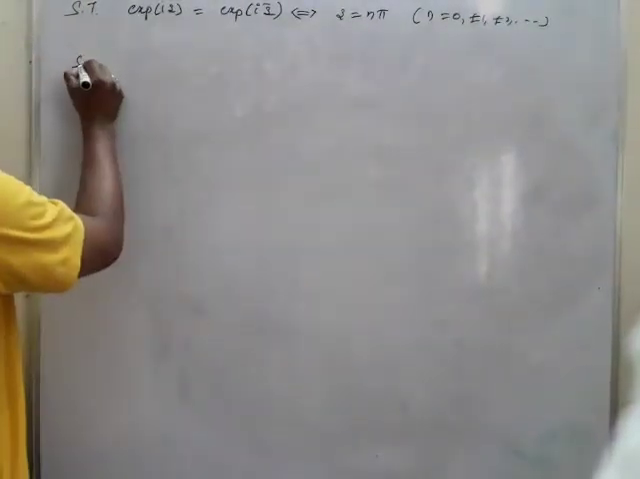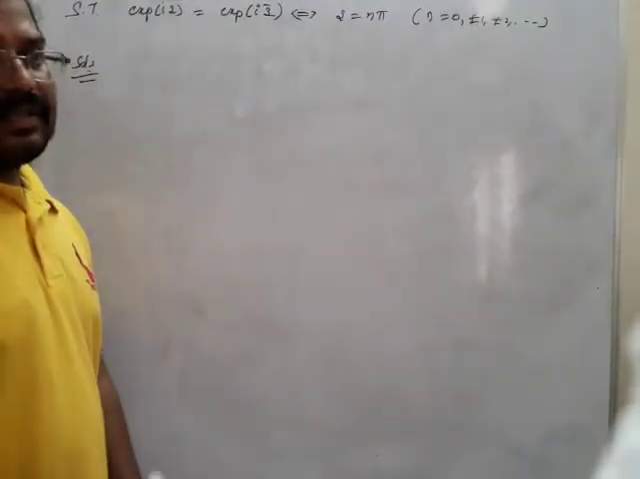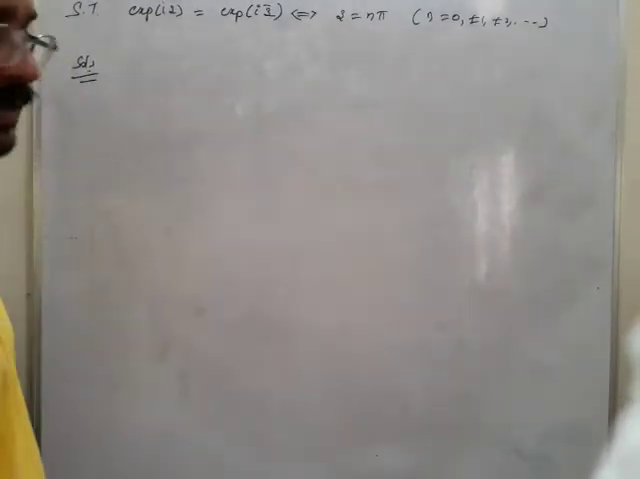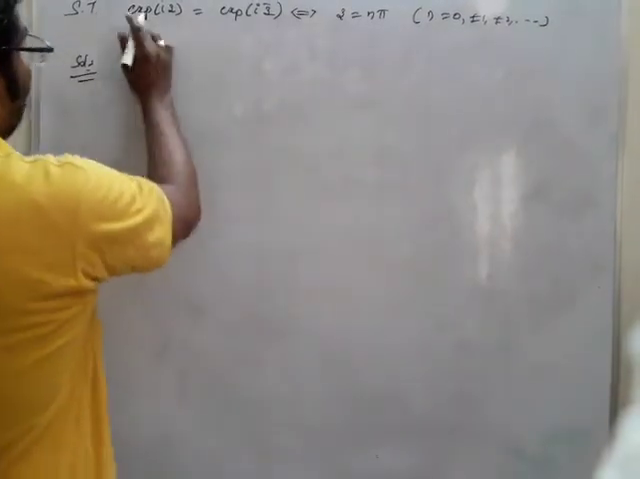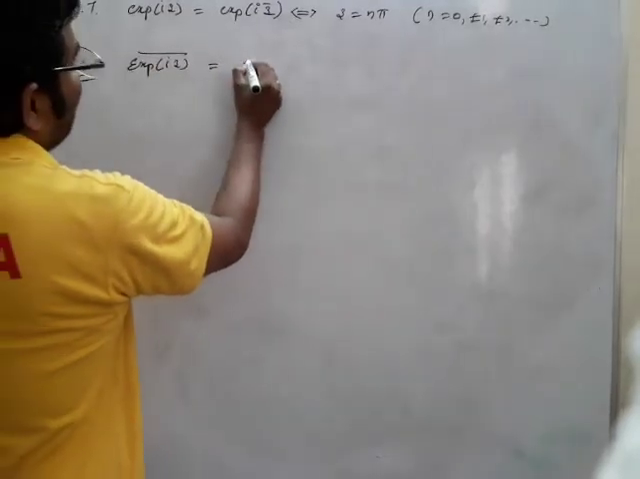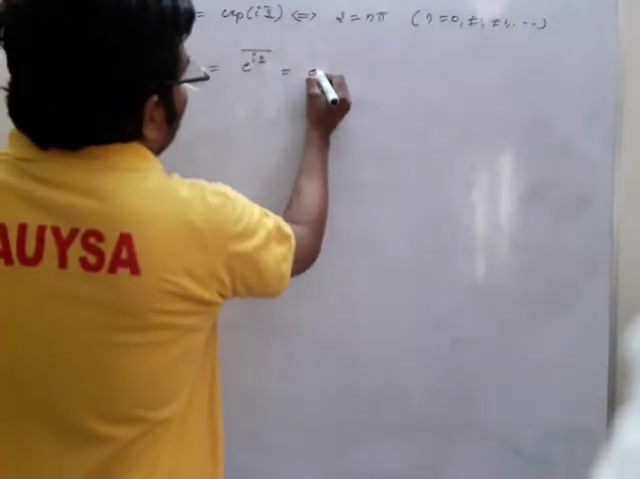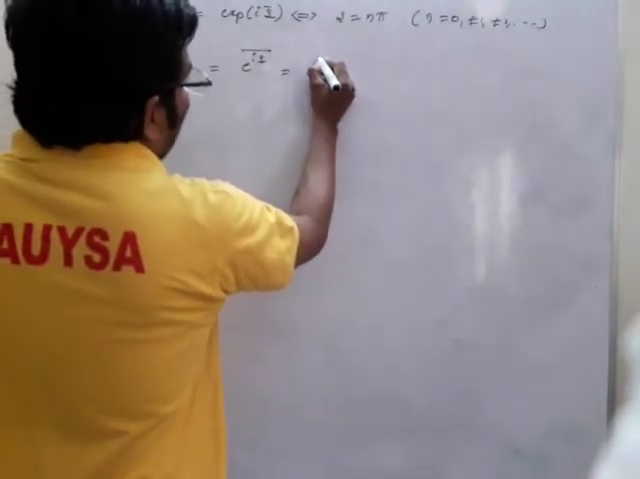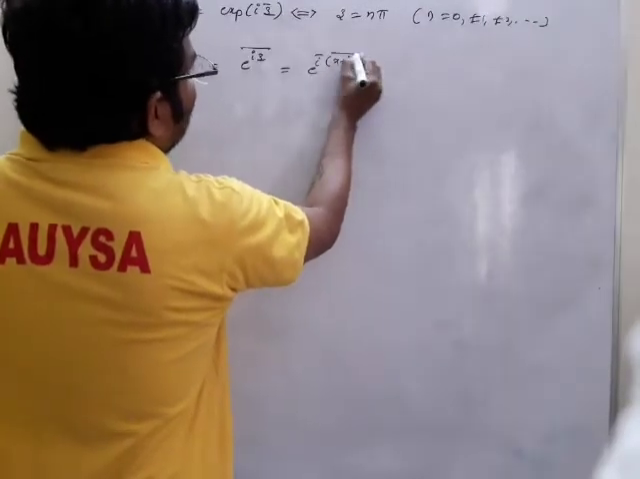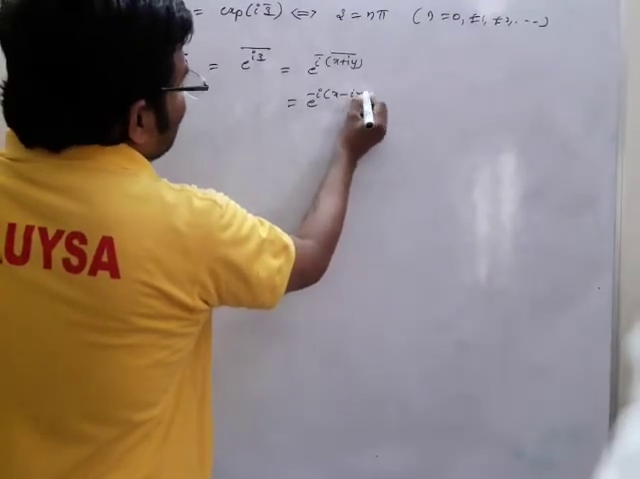Okay, solution. Now we need to find the value of x and the value of y, so that we can find the value of z. z is equal to x plus iy; x value and y value we are going to find out. First we'll take this exponential iz bar, meaning e power iz bar. Now this is nothing but e power i times the bar of x plus iy. This is e power minus i x minus iy.